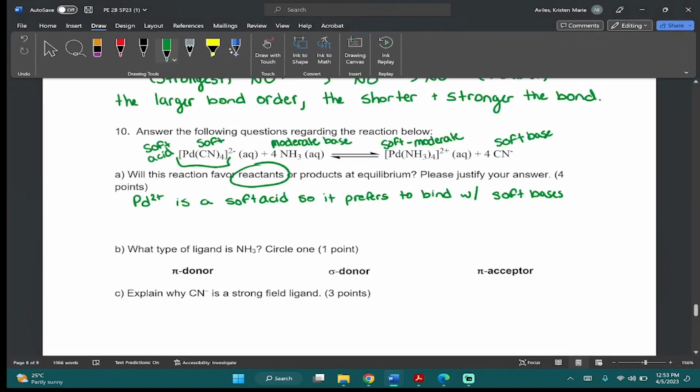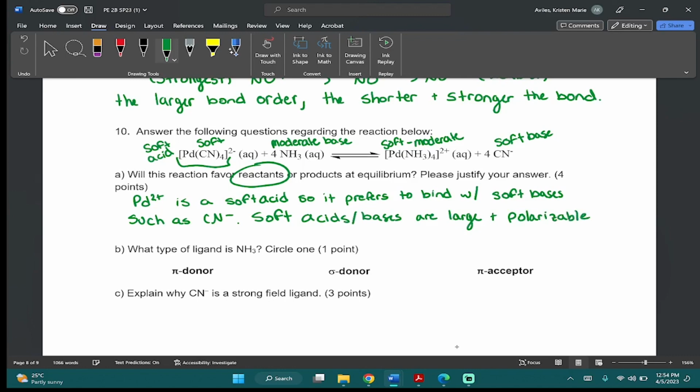Alrighty. So yeah, it prefers to bind with soft bases, such as CN-. And then, short rule of thumb, soft acids and bases are large and polarizable. That's not really part of the answer. That's more just how we know these things are soft. We don't just need to memorize things. We can just look at it and say, well, this is a pretty large atom. It's polarizable. Gotta be soft.